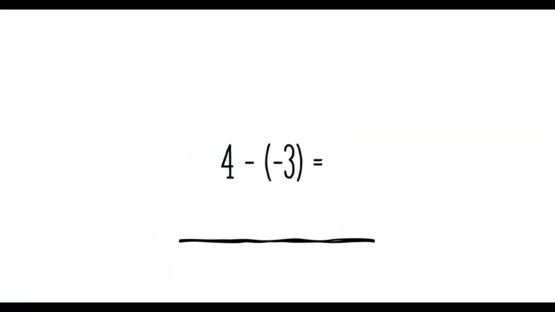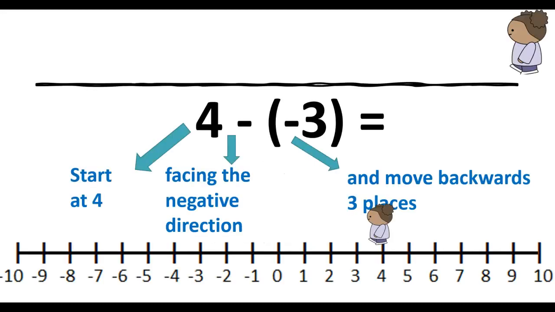All right, let's have a look at 4 minus -3. I think this might be our last one. So think about where we're starting, which direction we're facing in, positive or negative direction, and whether we're going backwards or forwards. So there she is, starting at number 4. She's facing the negative direction, and she's going to moonwalk or move backwards 3 places. 1, 2, 3, and she ends up at 7.